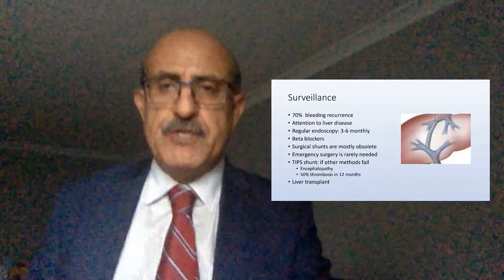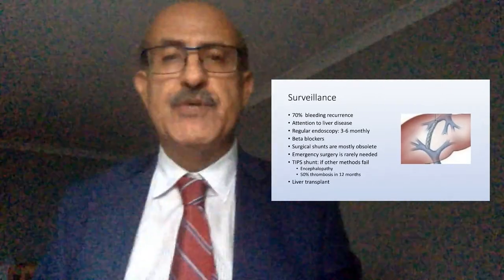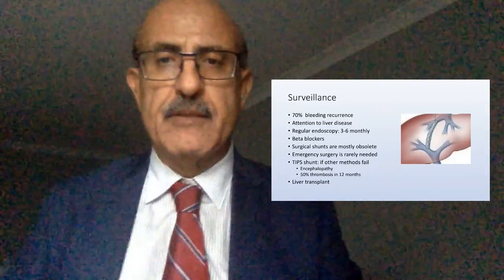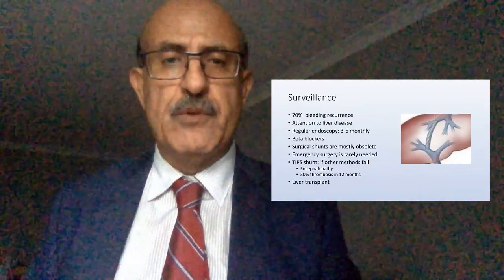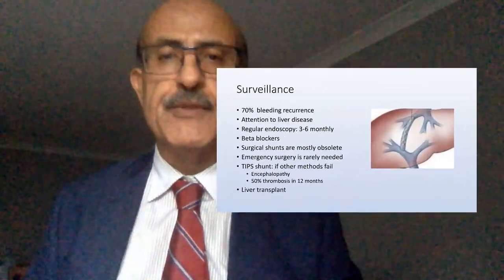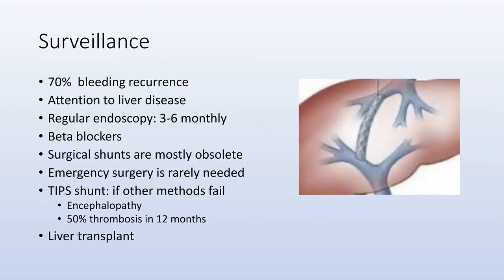Now, hopefully, the patient has survived their episode of the first bleeding, and we managed to get them out of the hospital, or at least out of the intensive care unit, and now we make a plan for them in the long term. And the reason we do that is because the recurrence rate is 70%, and mortality rate with recurrent bleeding is extremely high.